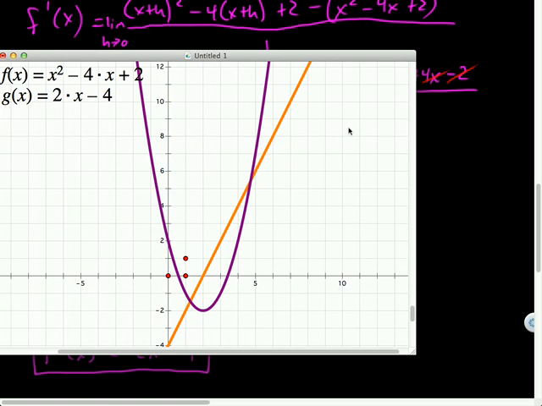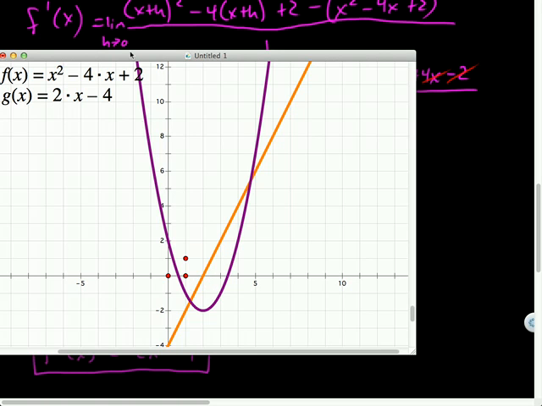Okay, so let me ask you this. When was this purple function's slope equal to 0? Well, that's the y value. It looks like over 2, down 2. So notice the slope was 0 at x equals 2. Notice this orange line. Where is the orange line equal to 0? At x equals 2. All right?